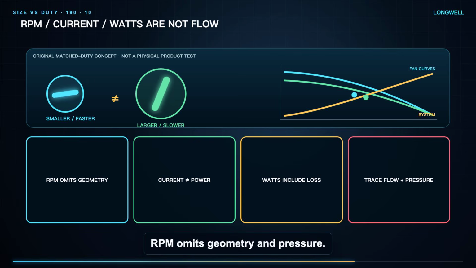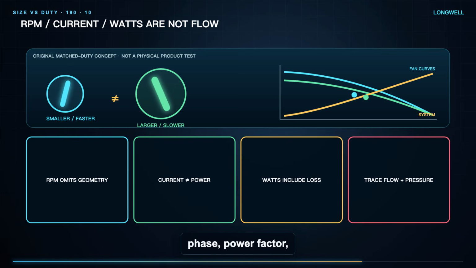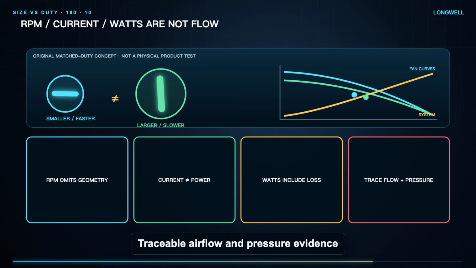RPM omits geometry and pressure. Current depends on voltage, phase, power factor, motor, drive, and load. Input watts include losses. Traceable airflow and pressure evidence is still required at the matched duty.